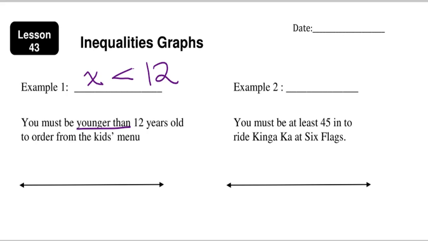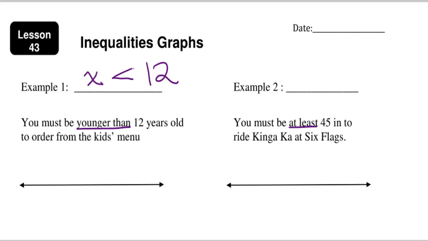And another example, you have to be at least 45 inches tall to ride Kingda Ka at Six Flags. Again, that phrase at least is a pretty common one for a lot of real-world situations. You have to be at least 16 to drive. You have to be at least 18 to go into the military. You have to be at least 21 to drink. You have to be at least 18 to vote.